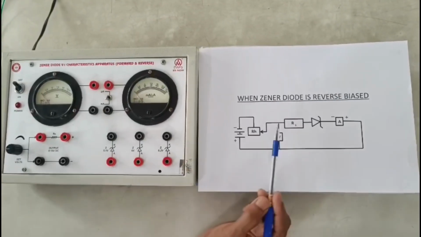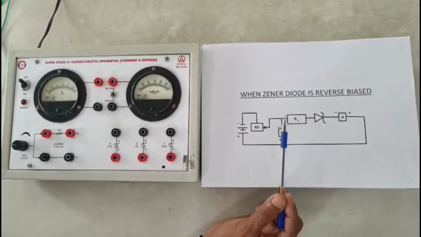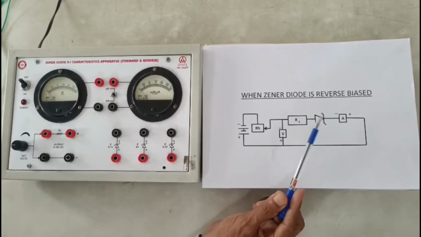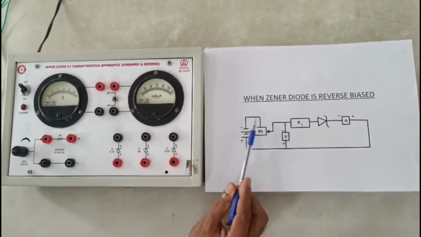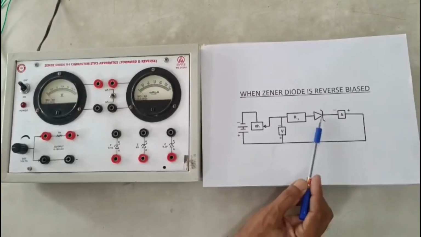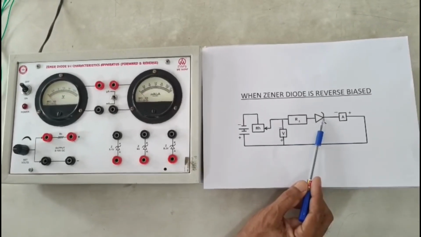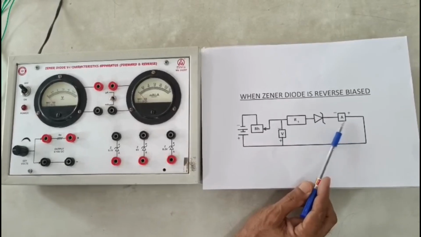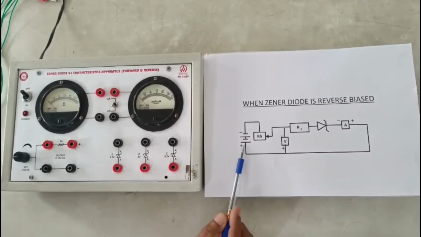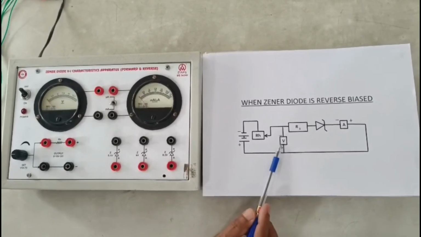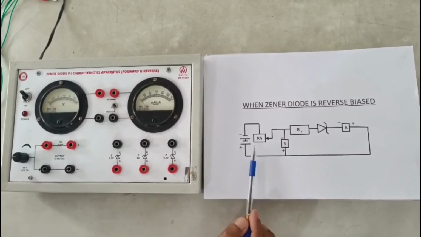Similarly, make various connections with respect to the diagram when ZENER diode is reverse biased. This diagram shows negative of battery is to be connected to P side and N side of ZENER diode to be connected to negative of ammeter. Positive of ammeter goes to positive of battery. And voltmeter is also connected parallel to battery.